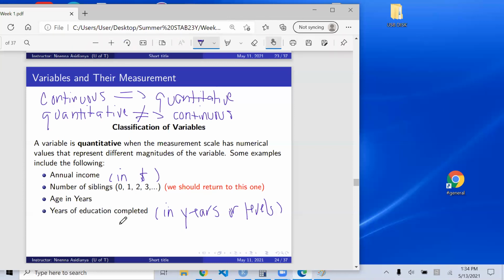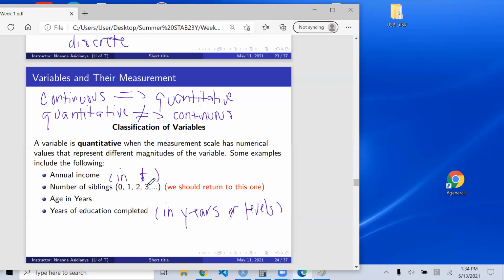So continuous implies quantitative. For instance, age in years is a continuous variable that is obviously quantitative because the scale is numerical. But the converse is not true, because here's an example. Here's a quantitative variable, which is number of siblings, but it is not continuous because you cannot be 0.5. You cannot have a sibling and a half, or 2 siblings and a half. Because your siblings can only increase by a value of 1, this is quantitative because it's a numerical value, but it is not continuous because it doesn't have infinitely many outcomes. It has discrete outcomes.